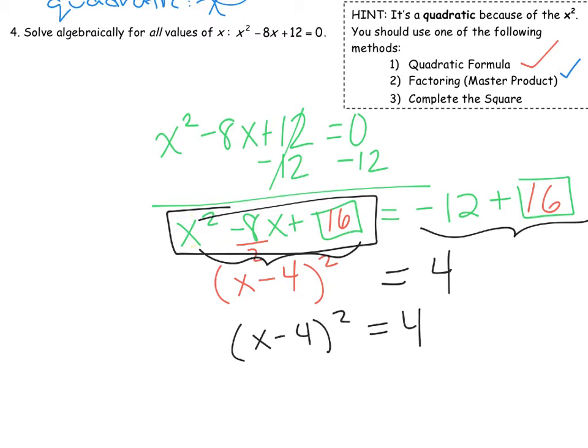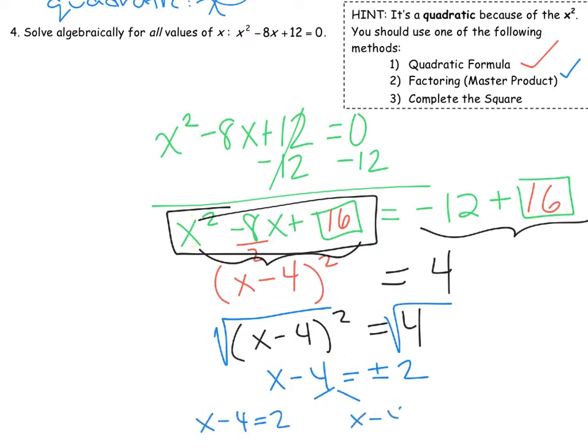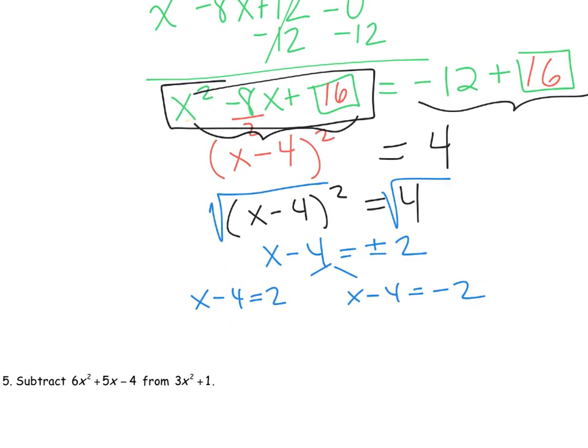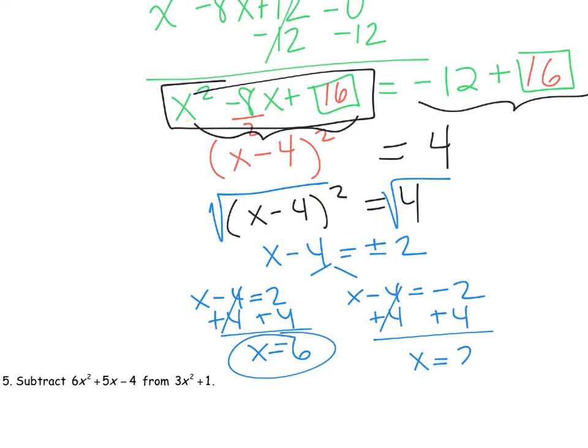Now, to get rid of a square, we square root. So I'm going to square root both sides. I'll have x minus 4 equals plus or minus 2, because the square root of 4 is plus or minus 2. All right, I'll split it. I have x minus 4 equals 2, and x minus 4 equals negative 2. When I solve for x, I'll get x equals 6. Solve for x, and I'll get x equals 2.